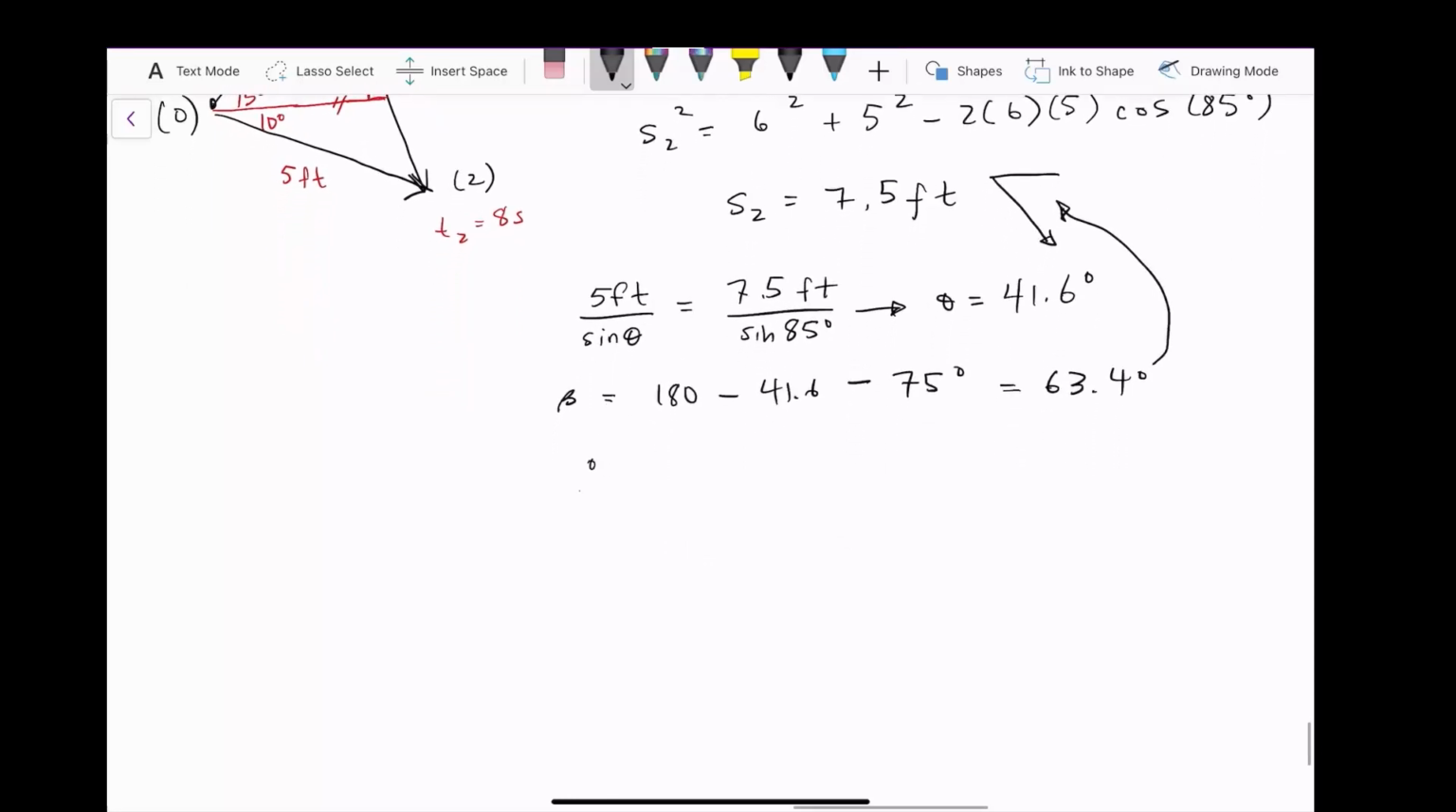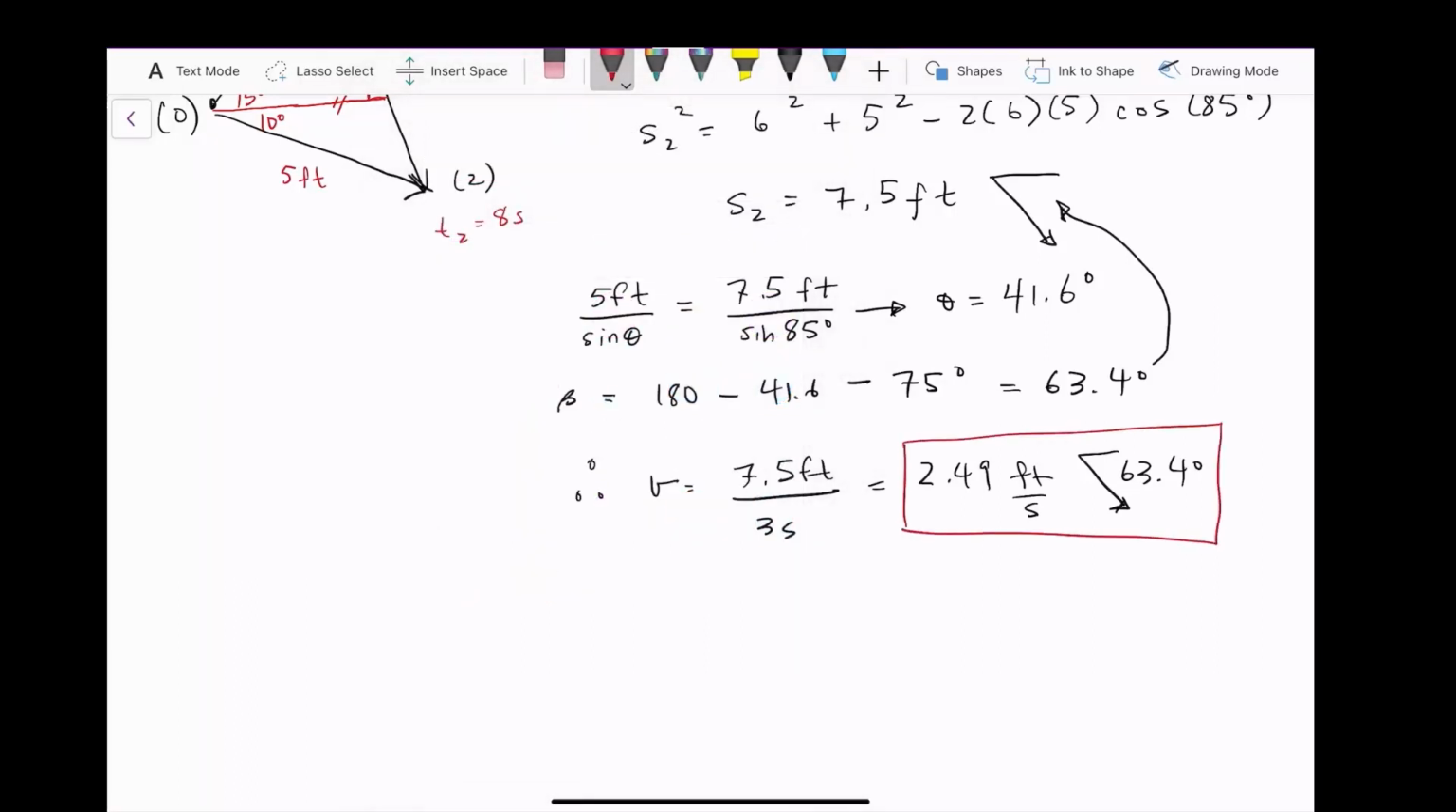Okay, so therefore velocity is equal to 7.5 feet. We're going to divide that by our time, which we said was 3 seconds. And that's equal to 2.49 feet per second at an angle of 63.4 degrees. And there is our final answer for velocity.